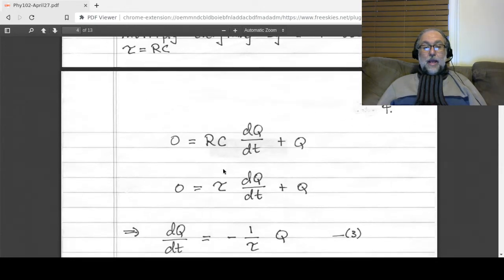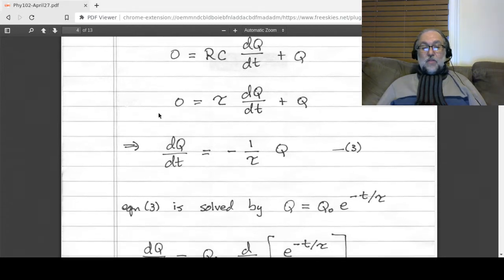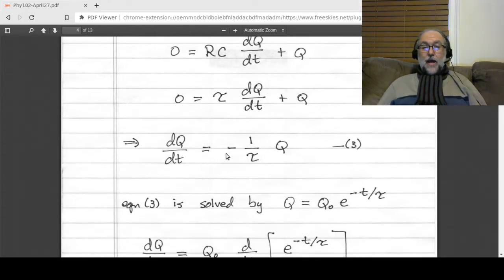All right, and there it is. Well, not yet, but there it is there. But in doing that, I had RC there. And remember, RC I'm going to define as tau. And so there's tau. And then rearranging it, so I have dq by dt on one side, I have that dq by dt is going to equal negative 1 over tau times q.